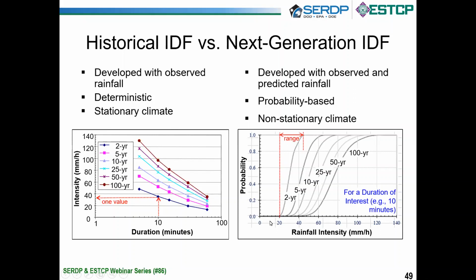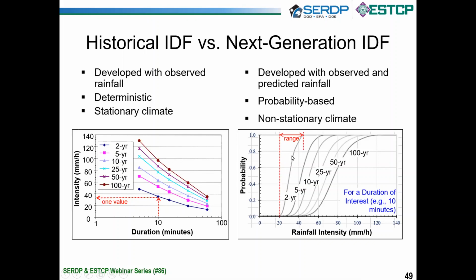On the other hand, the right side is the next generation ADF curves. These kind of curves need to be developed using observed and predicted data. Usually, an RCM, regional climate model, needs to be used to predict the future precipitation. Also, these curves are probability based. That means for a given duration and return period, for example 10 minutes duration and the same 2 year, you usually have a range of rainfall intensity. For this example, that's from 20 to probably 44 millimeter per hour.